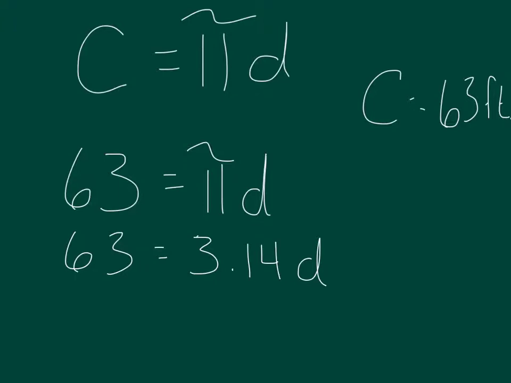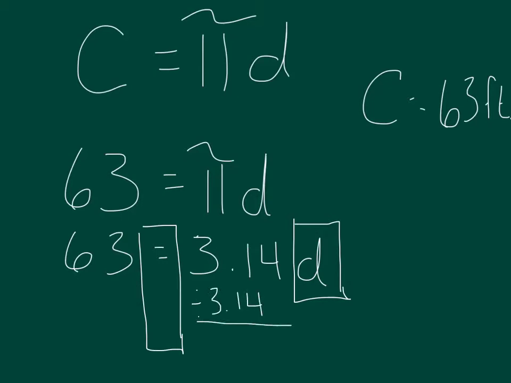Yes, so what we're going to do is we are going to box our variable, bridge the equal sign, and then yes, we are going to divide both sides by 3.14 because we need to get that variable by itself. You will be allowed to use a calculator. Okay, 63 divided by 3.14 is 20. And that's going to give us our diameter.